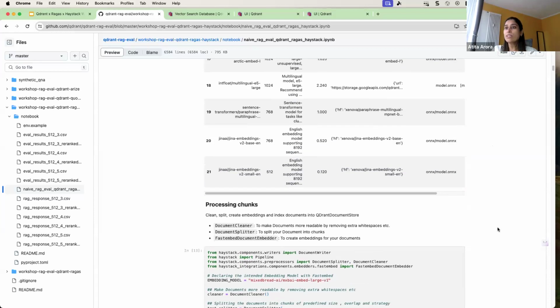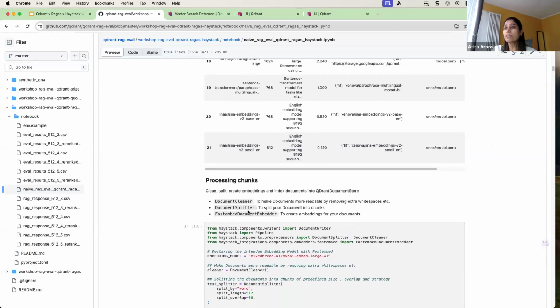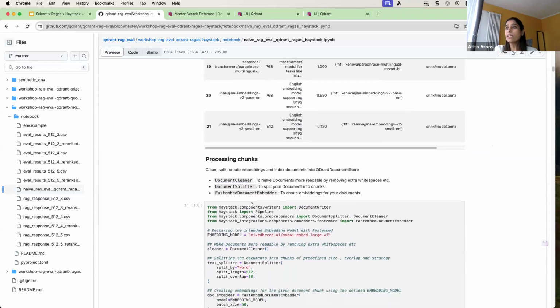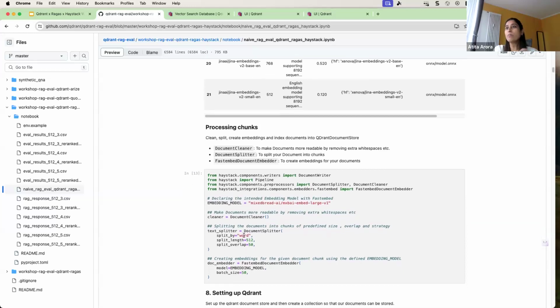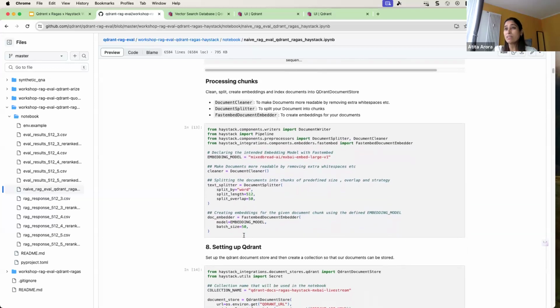To process the chunks, we would proceed with different steps. First of all, we clean up the documents to make sure we remove extra spaces. We split the documents into the defined chunk size, and then we embed the document chunks using the FastEmbed Document Embedder. All of this has been done with Haystack. So we define our embedding model here. I'm using the Mixed-Bread AI model, the large model.